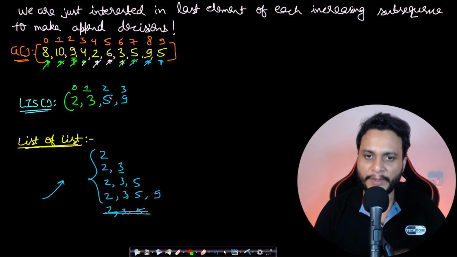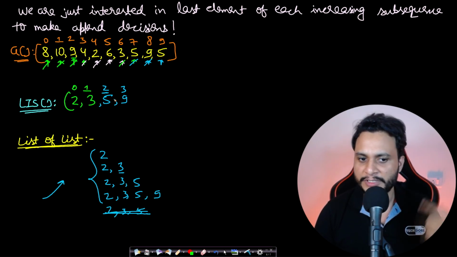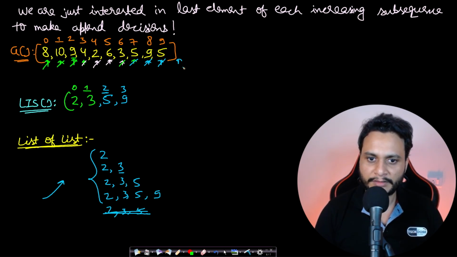In this case, you have to find the first index where the value is greater than equals to 5. That will be index 2. If you overwrite 5 with 5, it will still be 5. And we are done parsing. So this size will give you the longest increasing subsequence size, which is size 4.